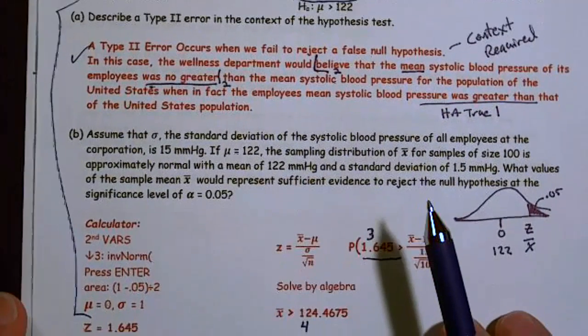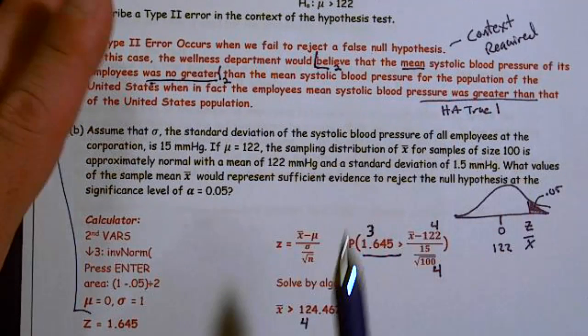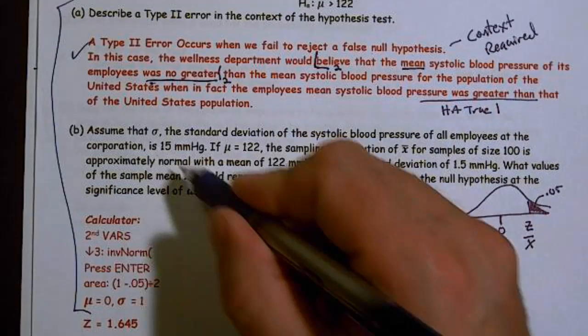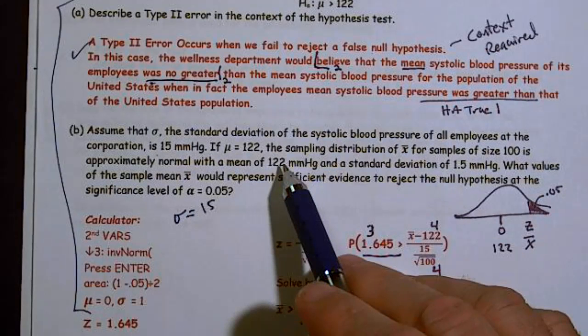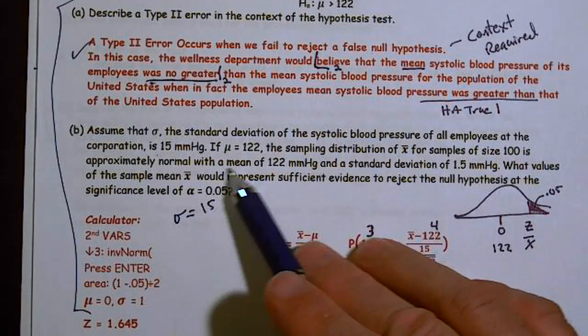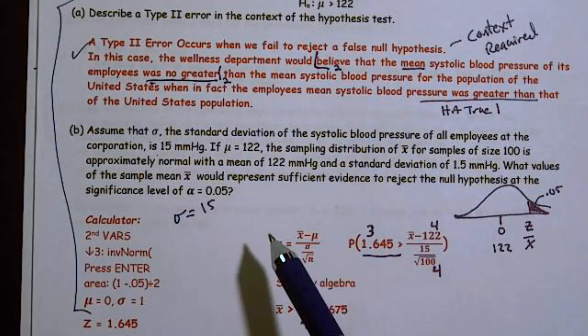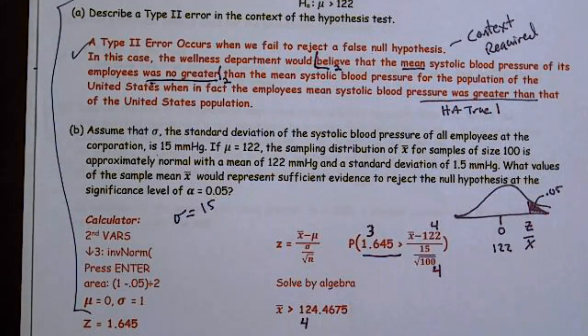Part B. This is also the second part of getting the points. Assume that the standard deviation of the systolic blood pressure of all employees of the corporation is 15. They said assume, so they're telling us that's the standard deviation of the population. The sampling distribution of X bar for samples of size 100 is approximately normal, with a mean of 122 and a standard deviation of 1.5. What values of the sample mean X bar would represent sufficient evidence to reject the null hypothesis?